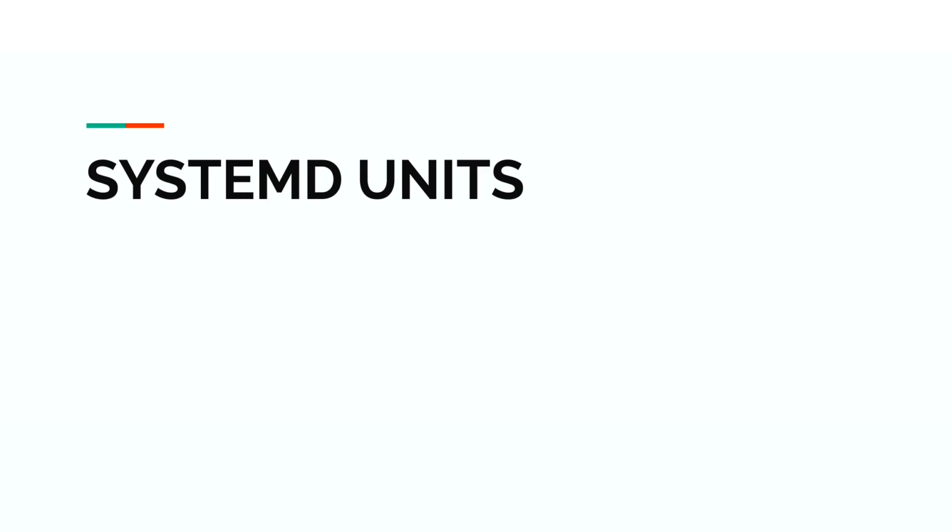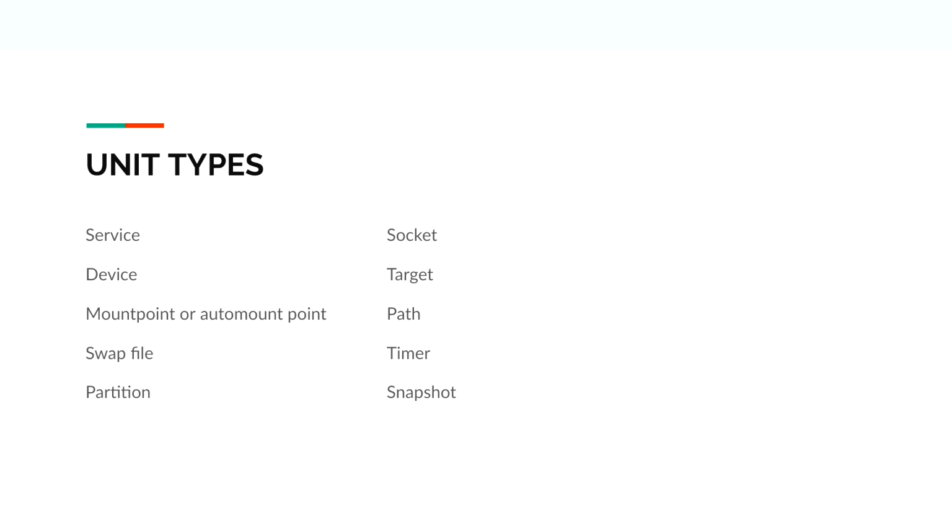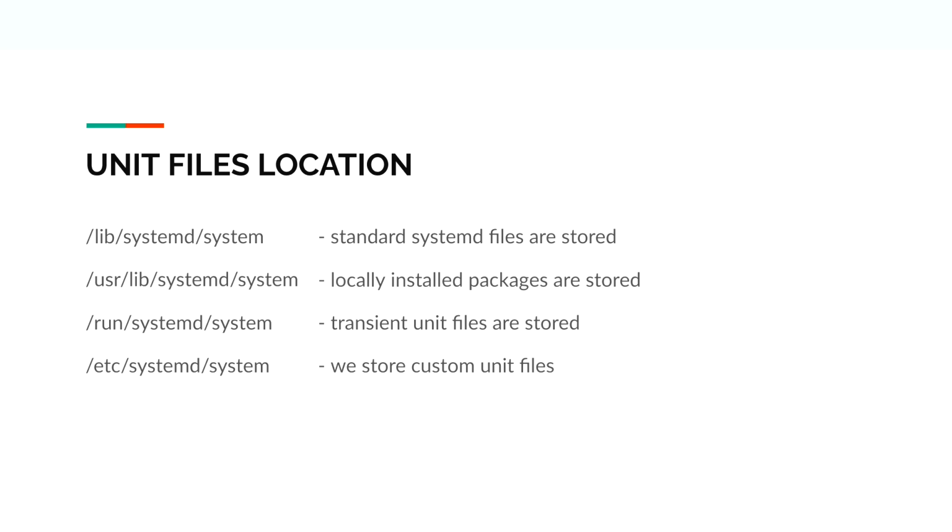For example, to run an application, we write a program which contains some set of statements. In the same way, there are unit files. The unit types are mentioned below. Examples: service, device, mount point or automount point, swap files, partitions, socket, target, path, timer, snapshot. The unit files are stored in these locations. Each location has its own characteristics.